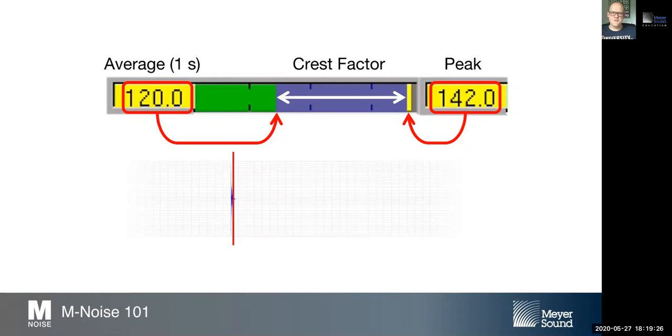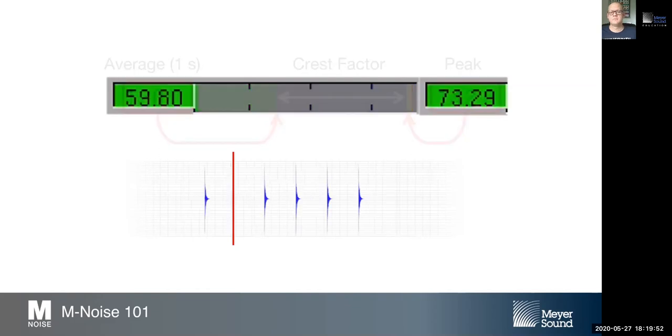The difference between the peak value and the average value indicated by the blue bar on your screen, that is what we call crest factor. It is the peak to average ratio, as we're about to discover. Now, as long as I keep hitting the snare drum with the same intensity, that peak value will not rise and it will not fall. So let's hit the snare drum 4 more times and pay attention to the peak value.